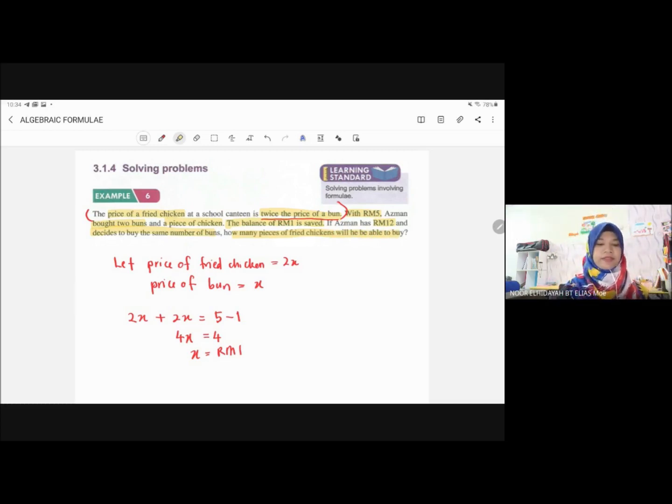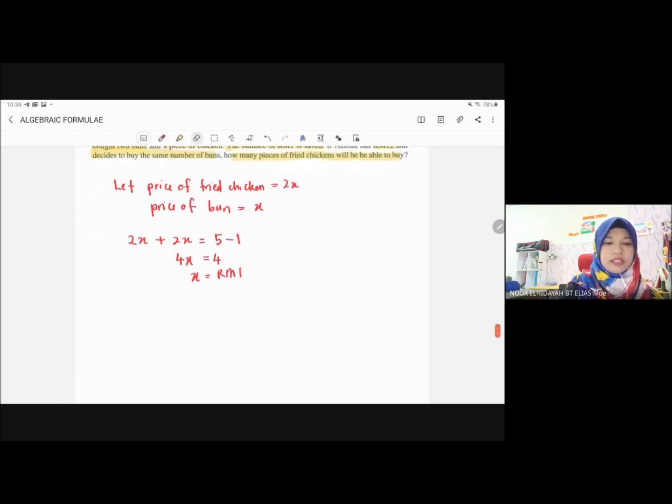Okay, tadi kita dah dapat dah pun value X itu. So value X is RM. Sorry, tak boleh tulis sini tulis kat bawah. Okay, because this one you have to show full workings with details, right? Dengan teratur, dengan systematic. Alright, so price of bun is equals to RM1. And then price of fried chicken is equals to 2X. So maksudnya RM2.